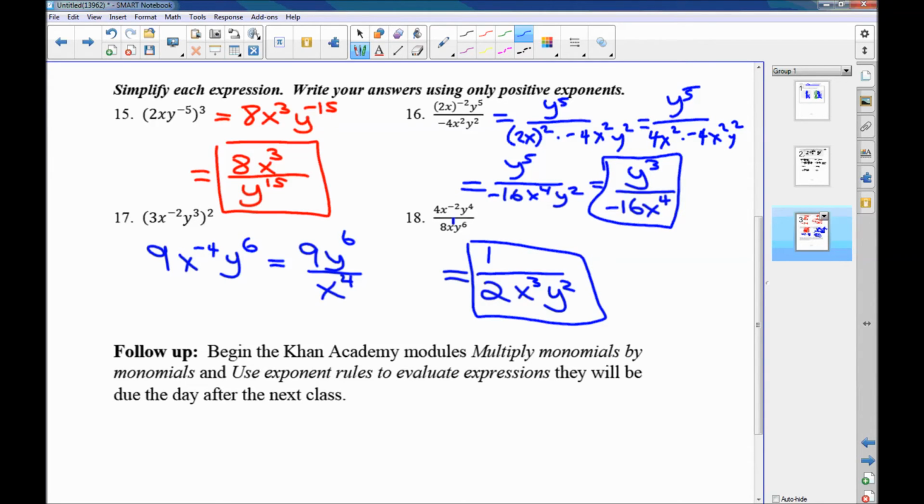All right, this concludes our notes for today. You should begin the Khan Academy modules multiplying monomials by binomials. That should be review. And use exponent rules to evaluate expressions. That's going to have some negative and 0 exponents in it, so be careful on that one. This is due the period after the next class, but you really want to get started so you can seek some help if you need it during next class.